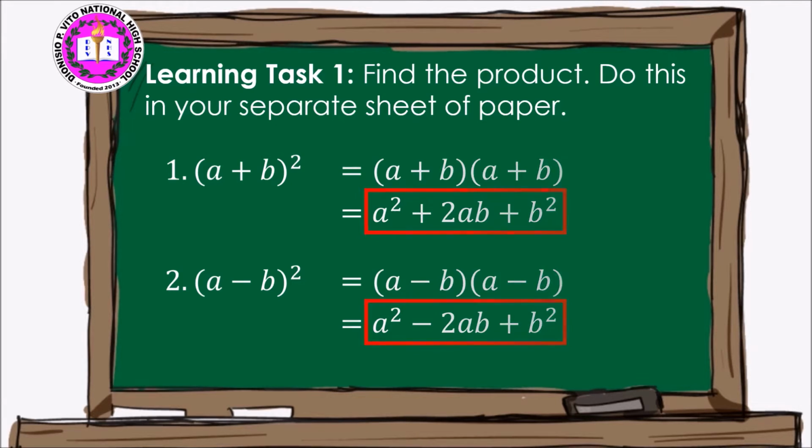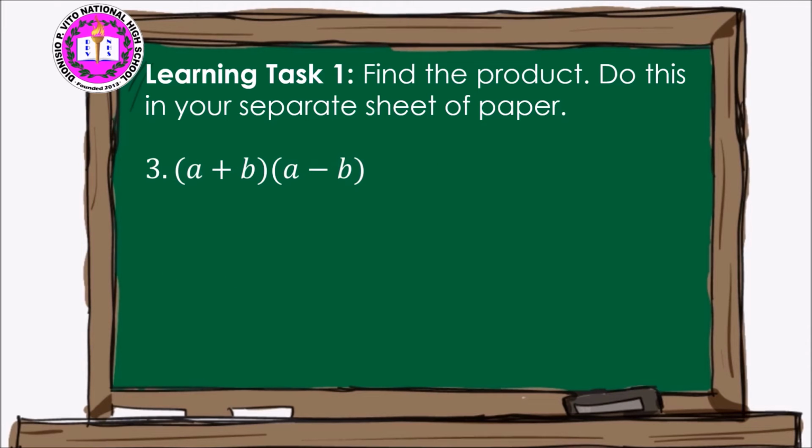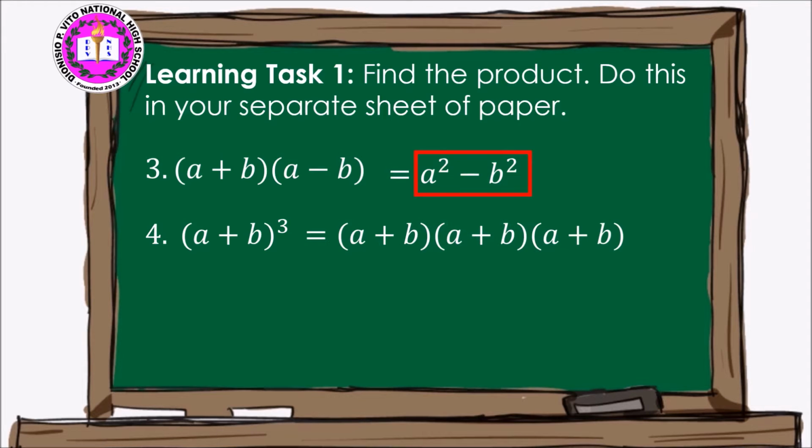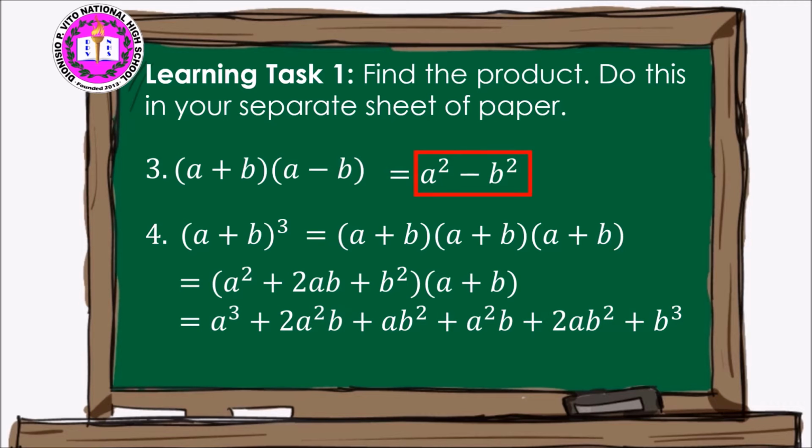Next, let's have number 3. A plus b times a minus b is equal to a squared minus b squared. Next, number 4. A plus b cubed is equal to a plus b times a plus b times a plus b. A plus b times a plus b is equal to a squared plus 2ab plus b squared times a plus b. Then a squared times a is equal to a cubed.